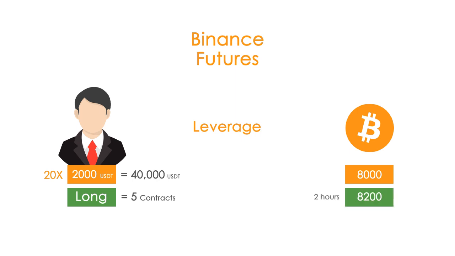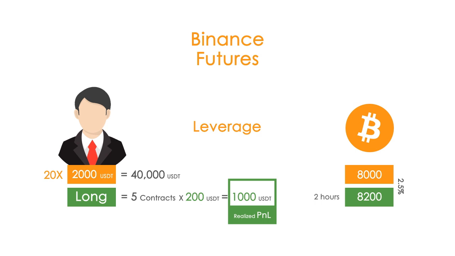Now 2 hours later, the price is $8,200. Because he has 5 contracts, his profit would be $1,000 with just a 2.5% change in Bitcoin price. Before John closes his position, that $1,000 profit is unrealized P&L. Until you close your position, your profit or loss would be unrealized P&L. And when you close your position, after deducting fees, it becomes realized P&L.